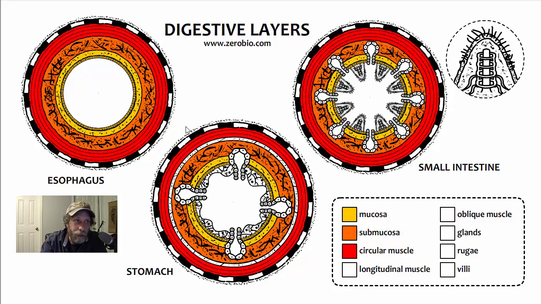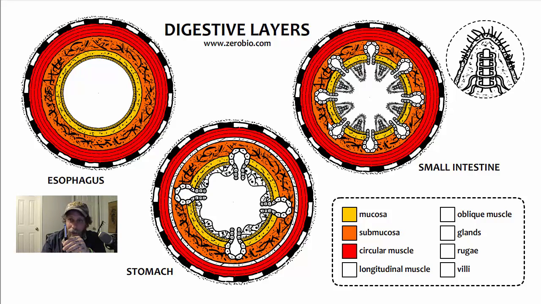Now, all three of these organs have had all of these same layers so far. So there's a consistency and a comparison between all three structures. Now, there is more muscle in the esophagus, the stomach, and the small intestine. And so I will now use my tablet pen to illustrate this.